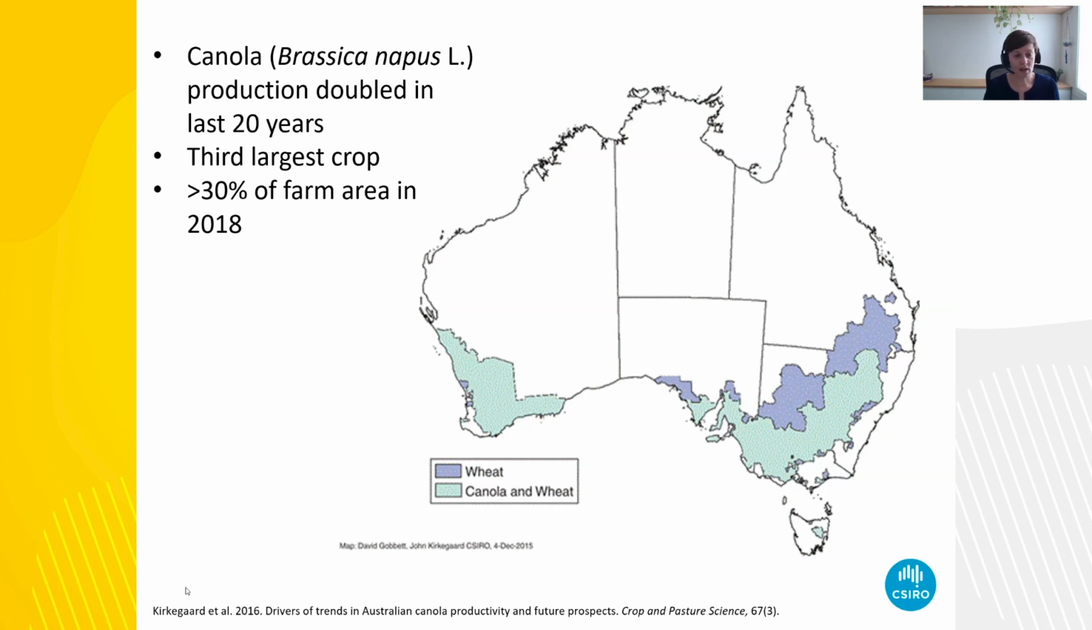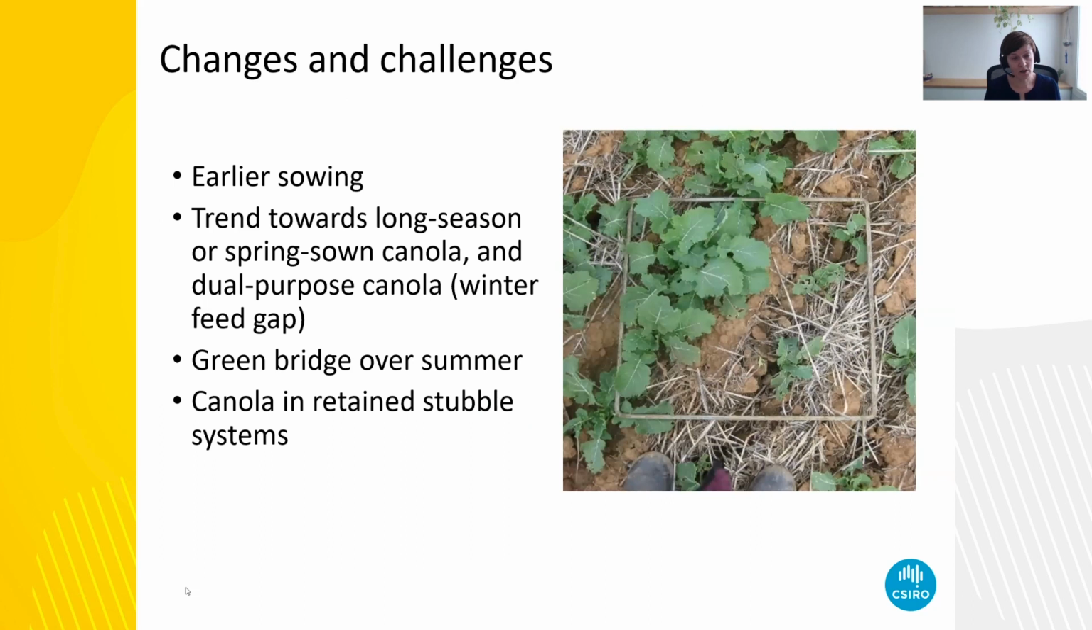It's also increased in the amount of area on each farm it's taken up. It used to be less than 10%, but in 2018 it was estimated at greater than 30% of the farm area. There's been a whole series of changes over the last 20 years or so around how canola is used within those rotation systems, and that's created a whole series of new challenges associated with managing invertebrate pests, but also weeds and pathogens. There's been a push towards earlier sowing of canola and a trend towards long season or spring sown canola, and also the use of dual purpose canola. So that's canola that's grazed early in the season, but then also harvested for grain later in the season. And this is really to fill that winter feed gap.